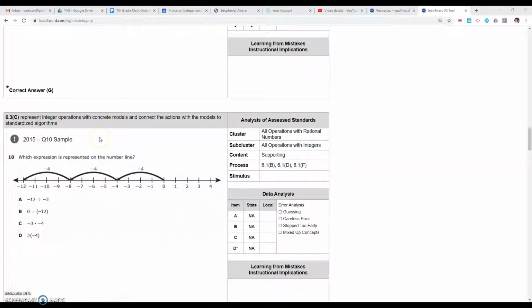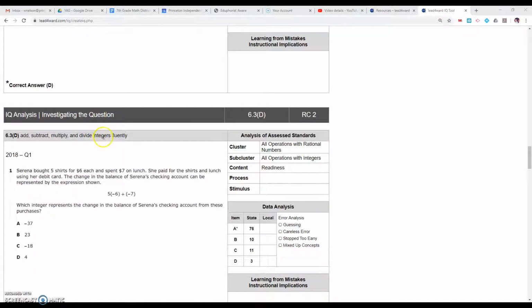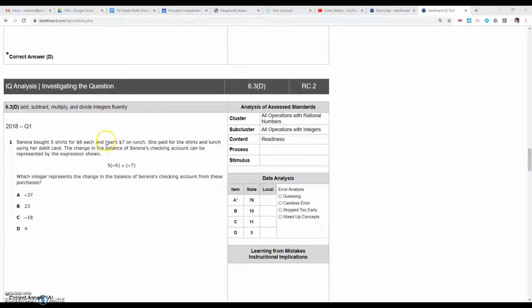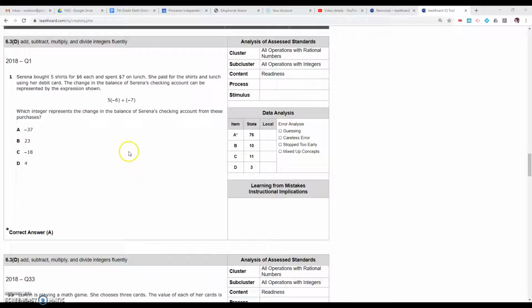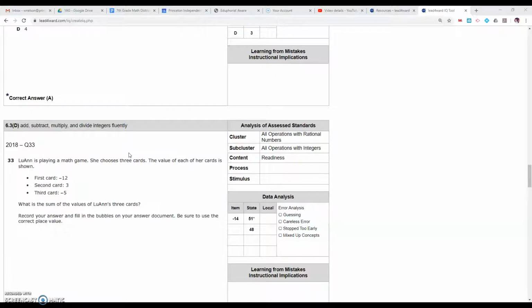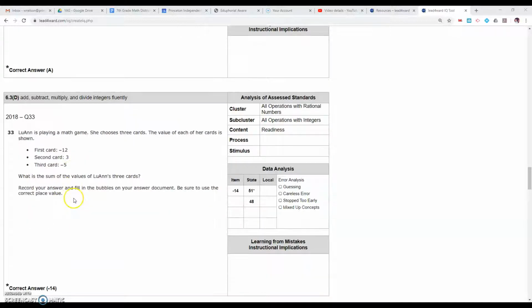So our last TEK that we're going to be going over this unit: add, subtract, multiply, and divide integers fluently. So it has been tested in the past with multiple operations within one problem. So note there's a multiplication here and an addition. They do have to know their order of operations. Here, a sum. So they do have to add multiple things, though, not just two.